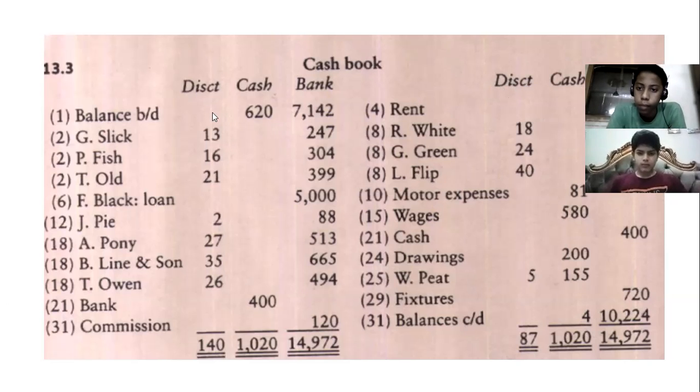You know why it is discount allowed? Because you have to receive 260 pounds, but how much have you received? You have received 247, and you have not received 13, the 5% deduction. It is like you have given the discount to someone. When you give discount to your customer, that is called discount allowed. Is it clear?